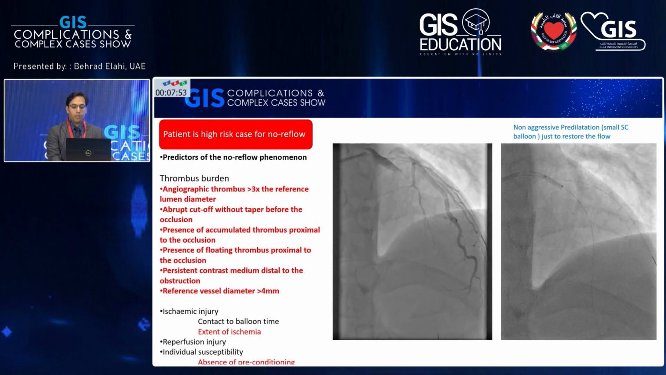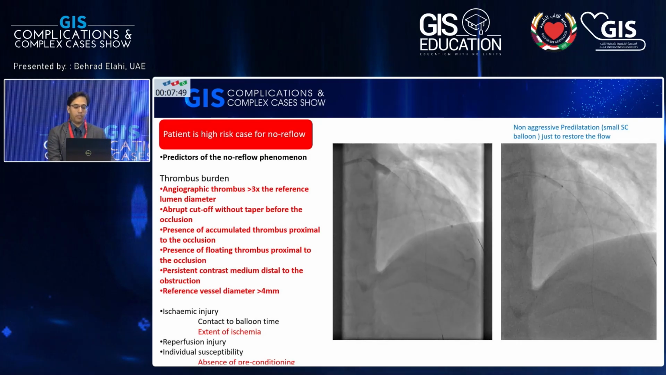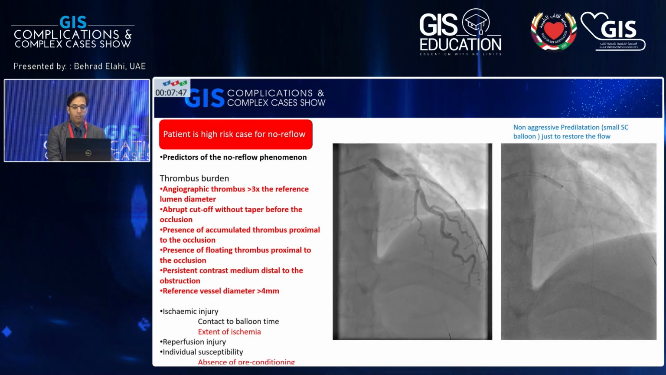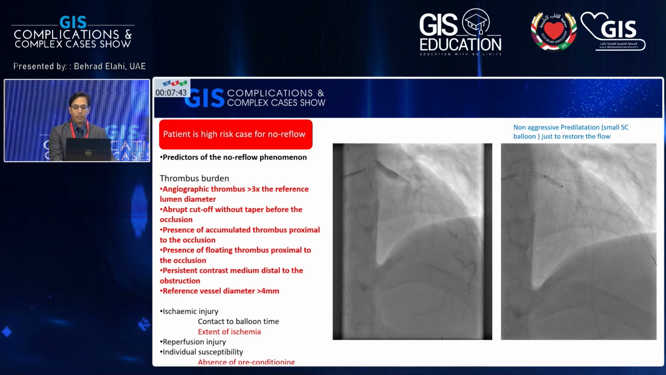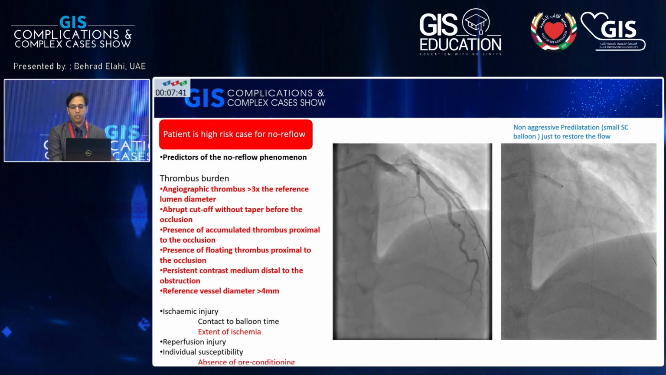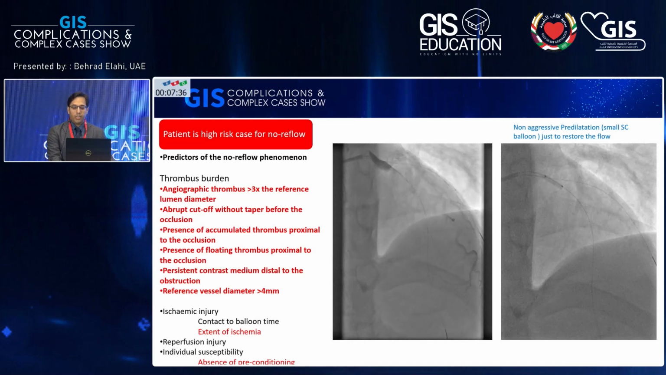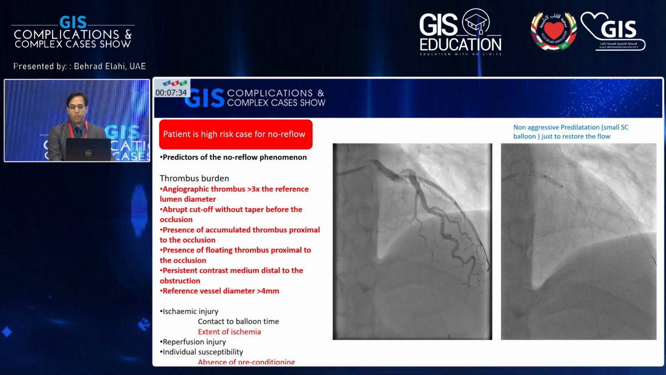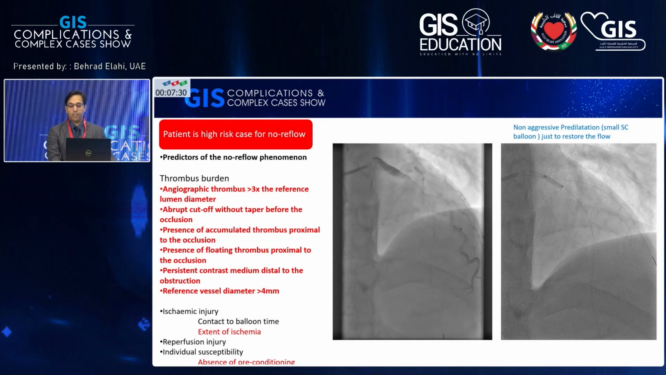At the same time, the luminal diameter of the vessel at the site of the occlusion was more than 4 millimeters. Patient has extensive ischemia, it's an anterior wall MI, and at the same time, there's absence of preconditioning because the patient is a young guy, there's no collateral, and the chest pain duration is around 1 hour. That means he already has most of the risk factors of having a no-reflow.